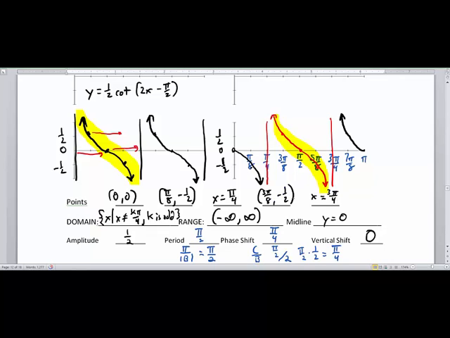All right, so this is 2 examples of handling a phase shift with a cotangent graph, and in the next video we're going to see secants and another tangent graph where we're going to handle our phase shifting.